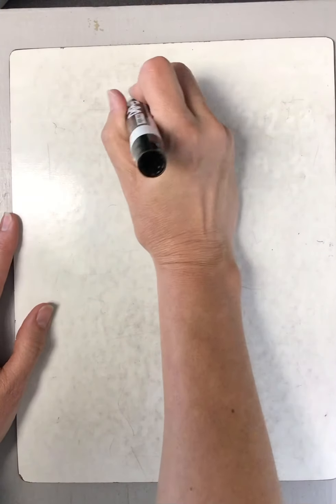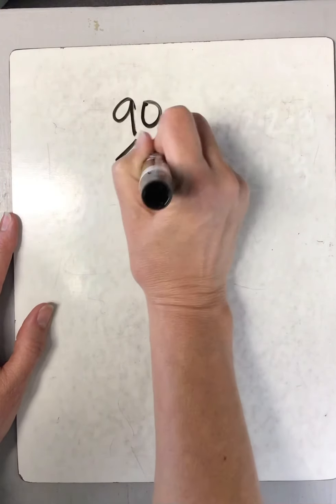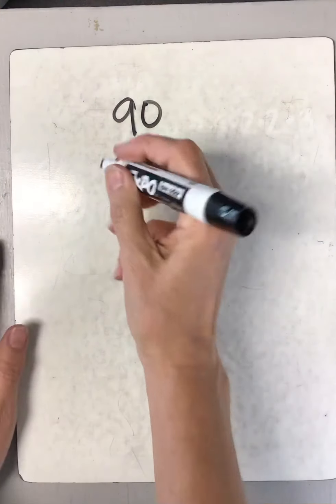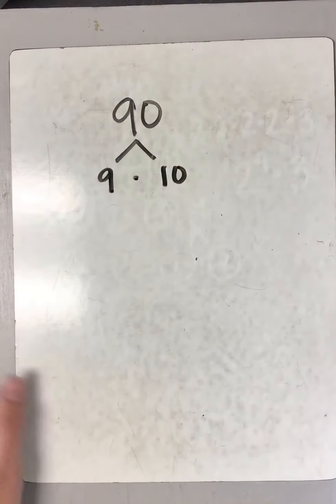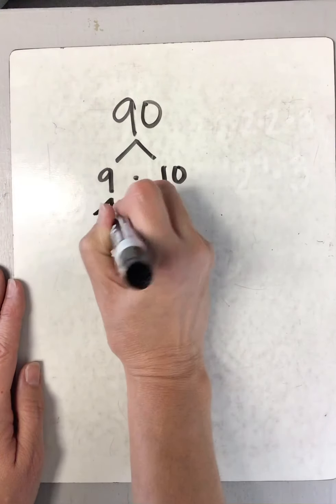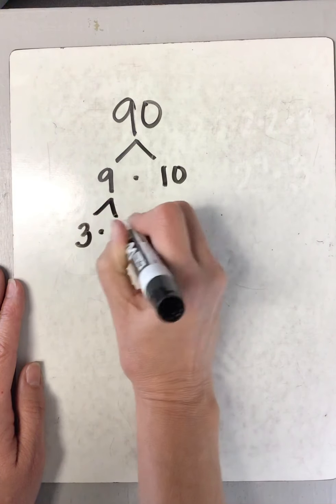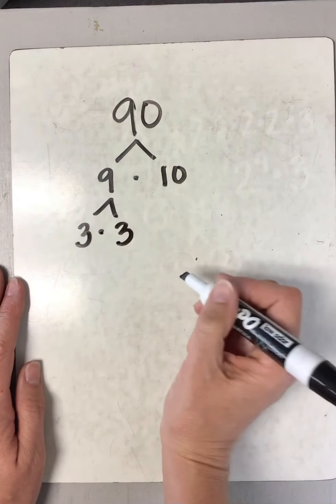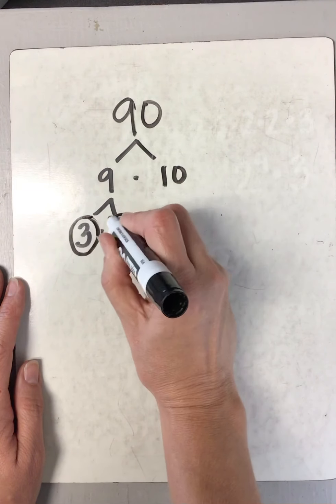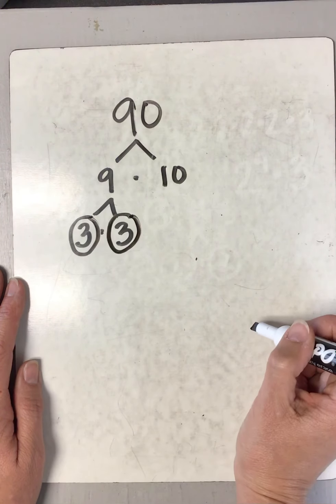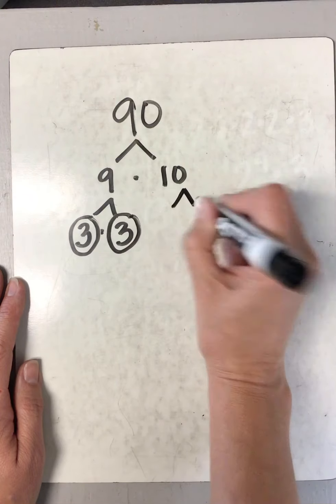Let's use 90 this time. Okay, I need any multiplication problem that equals 90. The easiest one probably is 9 times 10, neither of which is prime, so both branches must continue. 3 times 3 equals 9 is the only problem that equals 9 besides 1 times 9, and they are both prime numbers, so I'm going to circle them. You circle them once they become prime.